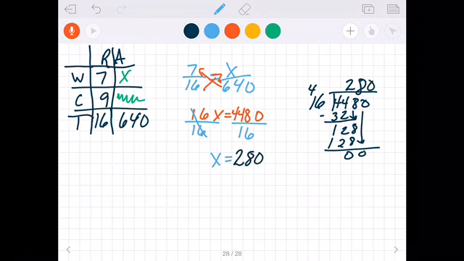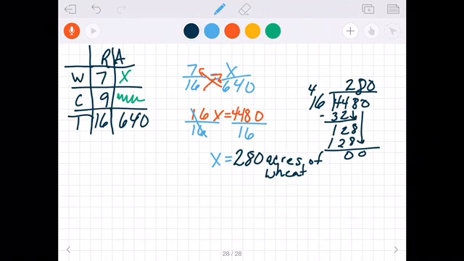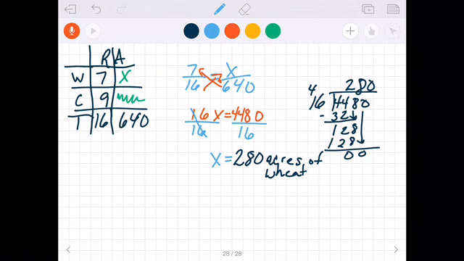Then we have to think, what are we talking about? We are talking about acres of wheat. Okay. Do those last 2 problems on your own, and definitely start off with a ratio box and see how you do.